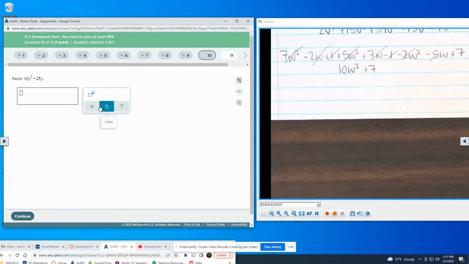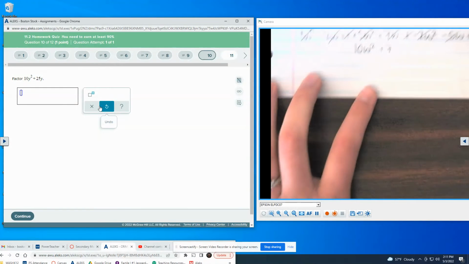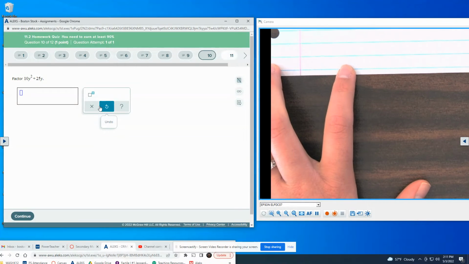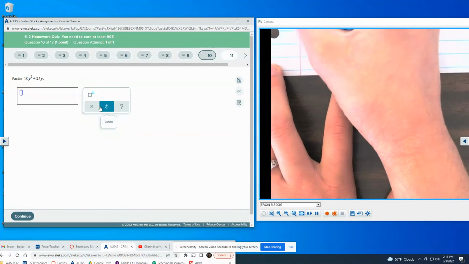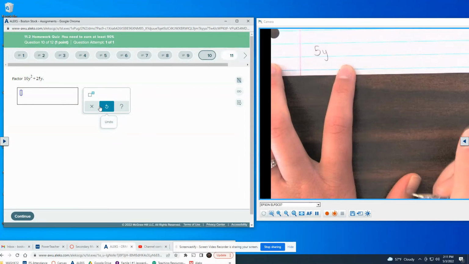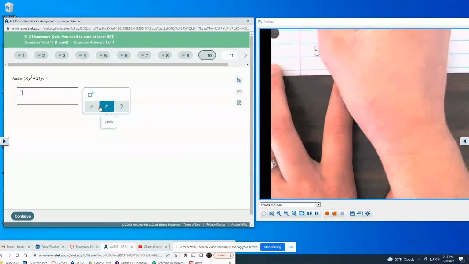On this one, they want us to factor. Remember, factor means find the biggest term that you can pull out, and it's like we're going backwards of distributing. So we have this 10y squared plus 25y. Looking at 10 and 25, they both have a 5 in common. They also both have a y in common, so I'm going to write that down.